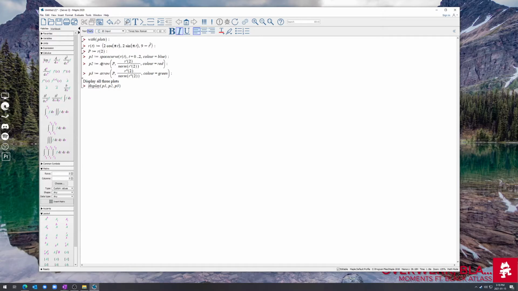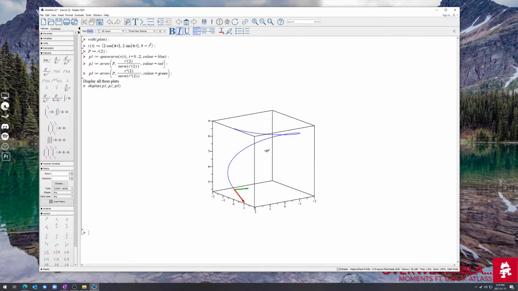I've also got an arrow, and I've taken this to be the velocity, but I have actually taken just a unit vector in the direction of velocity. So we can mostly just see the direction, and we don't necessarily want to look at the length of that vector. And then I've got a unit vector in the direction of acceleration, r double prime of 2. And we'll plot them all at the same time and hope for the best here.